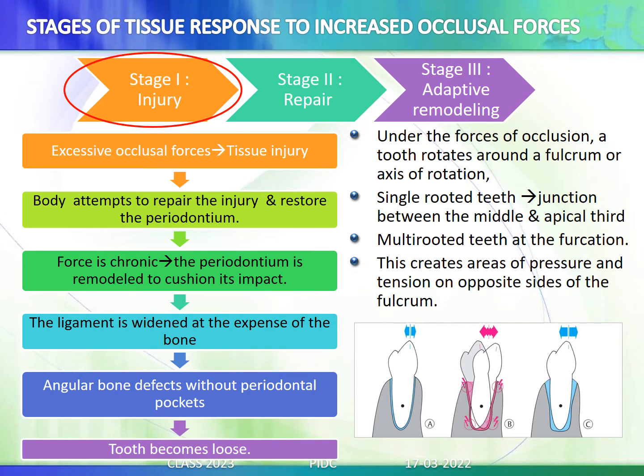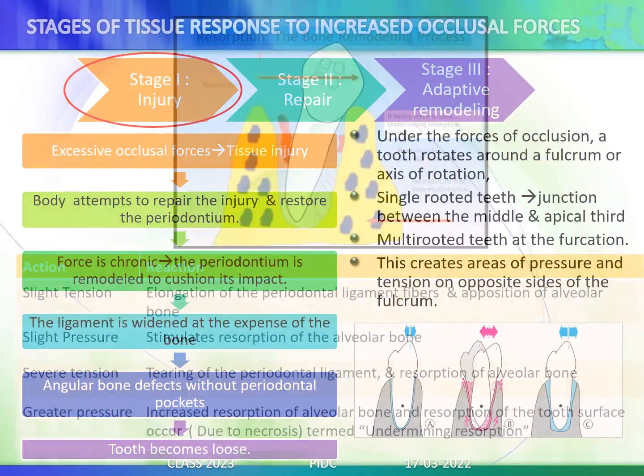Under the forces of occlusion, a tooth rotates around a fulcrum or an axis of rotation. For example, in a single rooted tooth, the axis of rotation is present at the junction between the middle and the apical third, whereas in a multi-rooted tooth, it's at the furcation area. This creates areas of pressure and tension on opposite sides of the fulcrum. You will be able to understand this better with the help of the next slide.